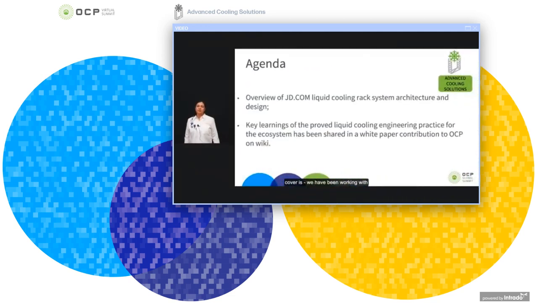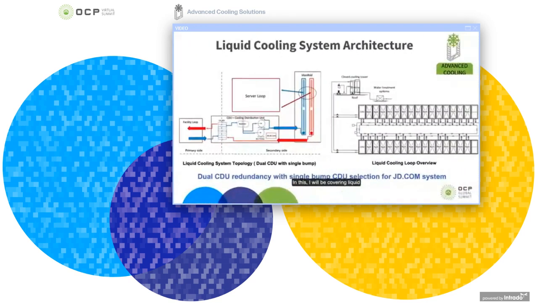What we are going to cover is we have been working with JD.com for an entire year, and we have accumulated a lot of experiences. So this presentation will cover some of the experiences, the best known methods, and the rack level design and architecture. In this, I will be covering liquid cooling system architecture.